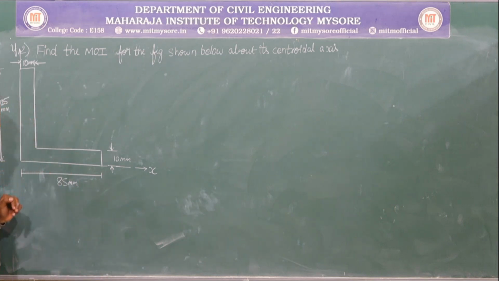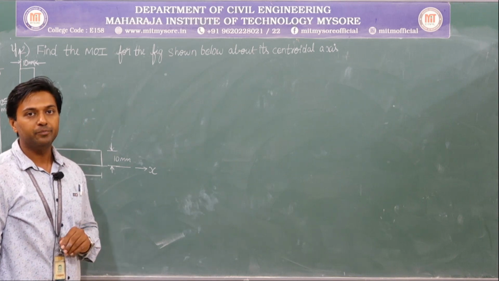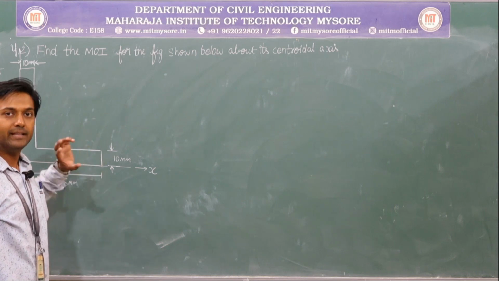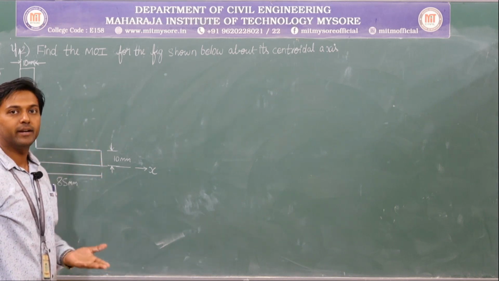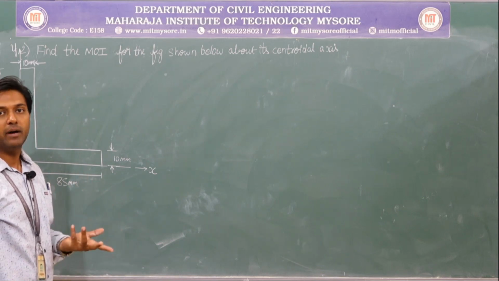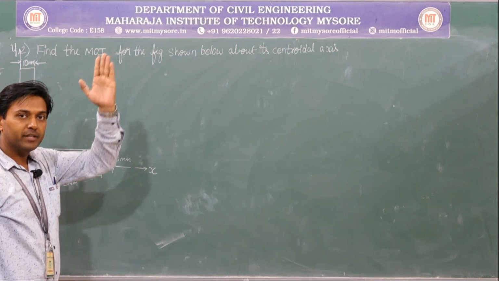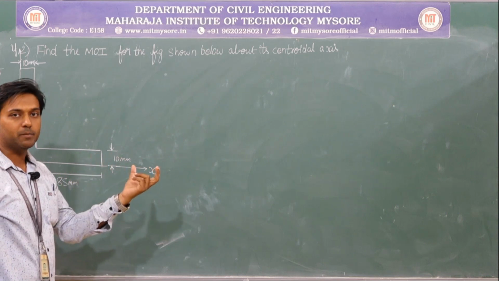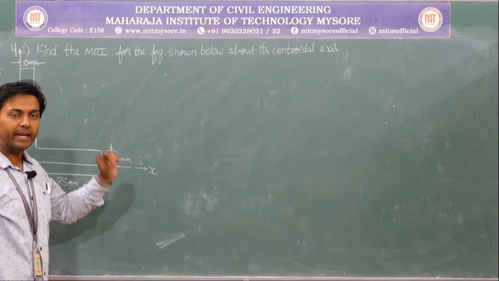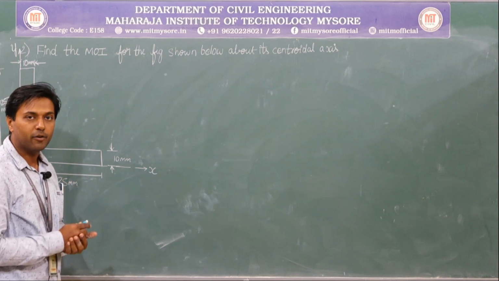Now just check whether the diagram has any axis of symmetry. No. The diagram is neither symmetrical about the x-x axis nor about the y-y axis. So it means that we need to calculate both x bar and y bar. There is no other option. In the previous problem we had symmetry about the y-y axis, so we directly got x bar. But in this problem we don't have symmetry on both the axes. We need to calculate x bar and y bar. Next, what is the third step in the centroid?